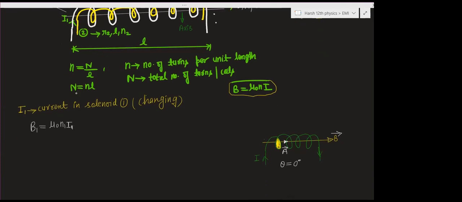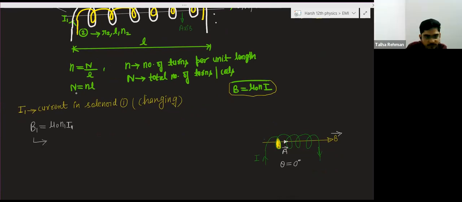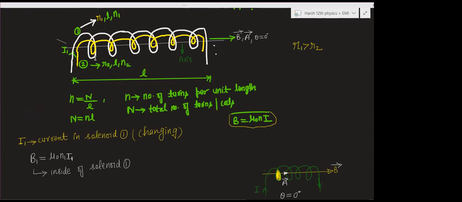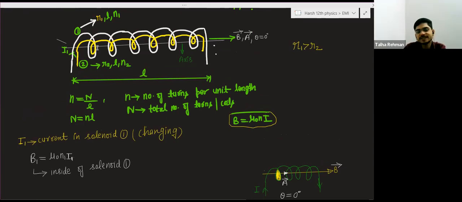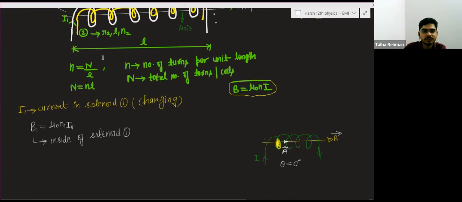So this magnetic field B1 will be inside of solenoid 1. If I ask what will be the magnetic field inside the solenoid number 2, then what will you say?